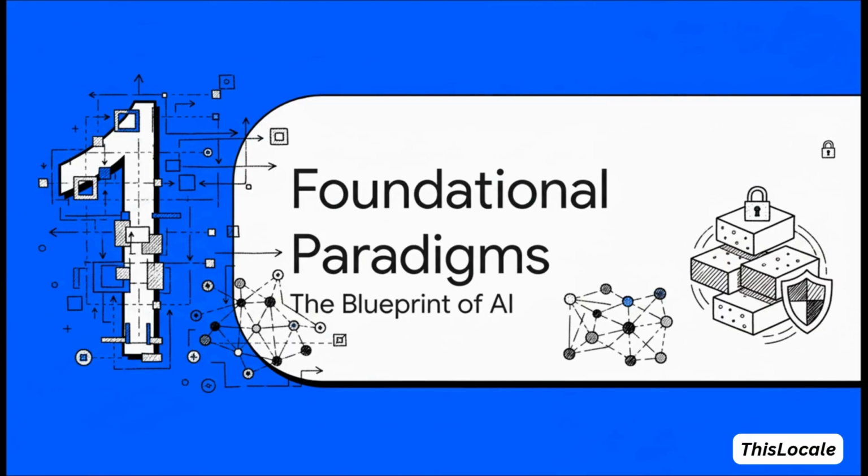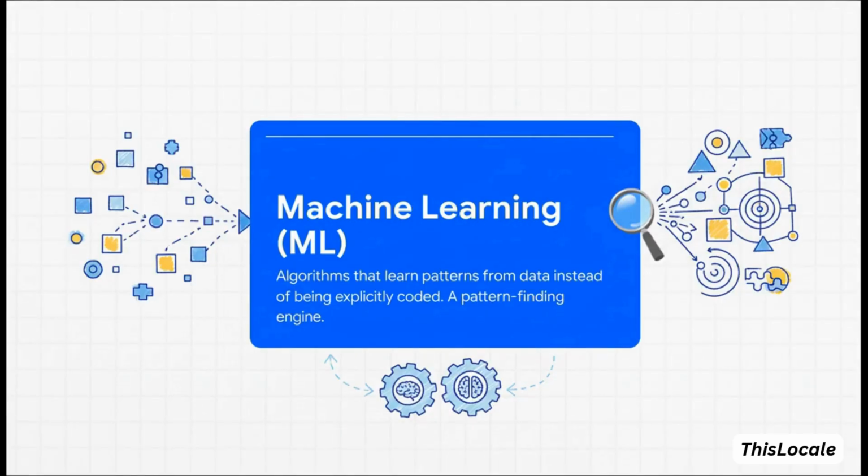Simple as that. First up, we've got machine learning, or ML. Probably a term you've heard 1,000 times. The easiest way to think about it? It's a pattern-finding engine. You don't give it a bunch of if-then rules.